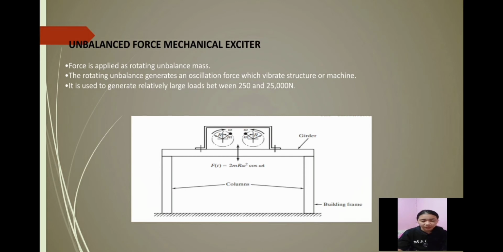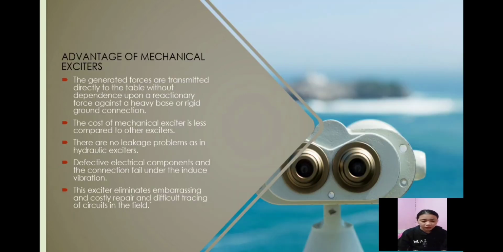Unbalanced force mechanical exciter: force is applied as a rotating unbalanced mass. The rotating unbalance generates an oscillating force which vibrates structures or machines. It is used to generate relatively large loads between 250 and 25,000 Newton.